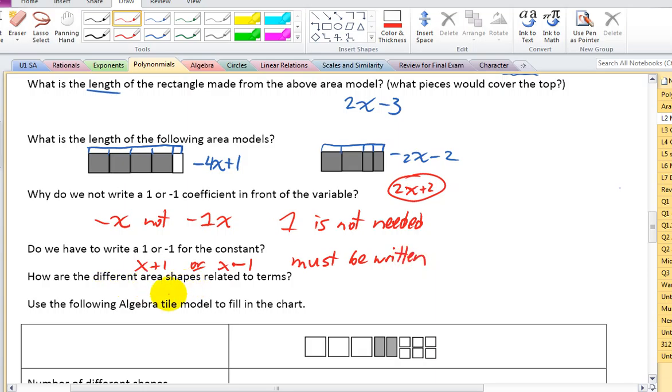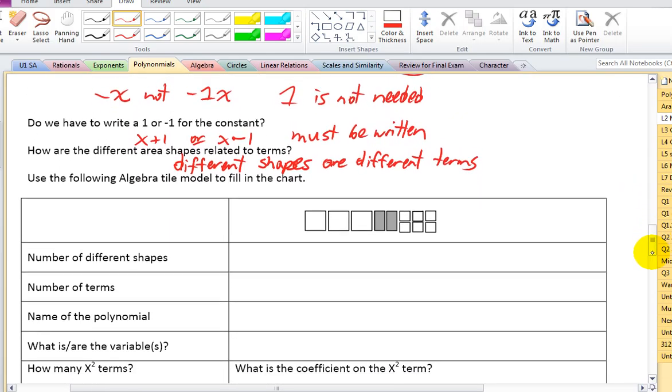How are the different shapes related to different terms? So what 3 shapes do you have? Big square, small square, rectangle. How many terms do you have? 3. So what can you say? Different shapes are different terms. Okay. Good.